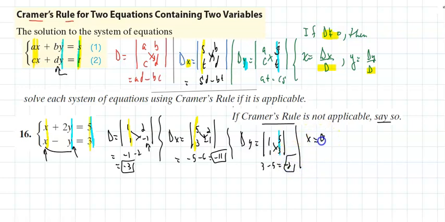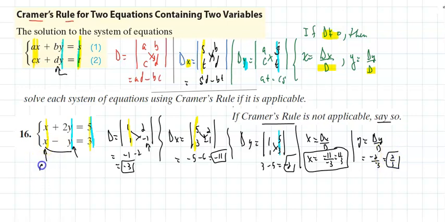And x is d sub x divided by d. Well, d sub x is negative 11 divided by negative 3, so it's 11 over 3, and y is d sub y divided by d. That would be negative 2 over negative 3, which is 2/3. And we would know that the solution to this system of equations is 11/3 and 2/3. And for a 2 by 2, that's pretty much it.